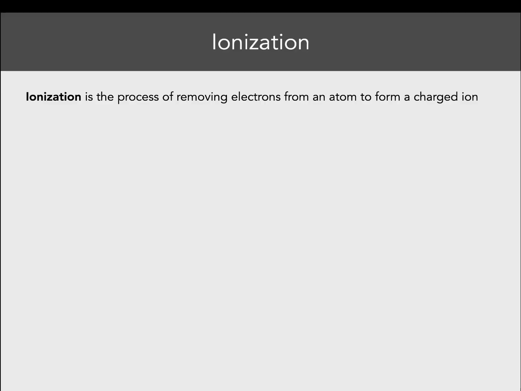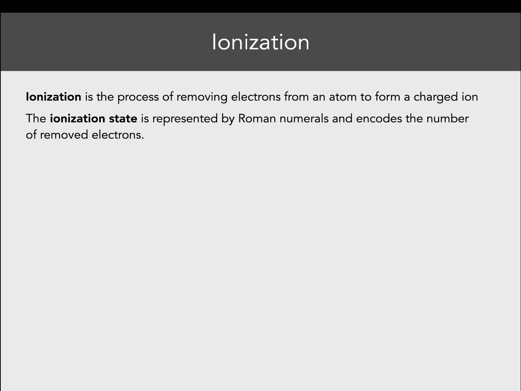Okay, so we've been talking about excitation and de-excitation. The second set of processes is called ionization and recombination. So ionization is the process of removing electrons from an atom. The ionization state in astronomy is represented by Roman numerals. So let's look at examples. Neutral anything is given by the Roman numeral 1. So neutral hydrogen is called H1 for short.